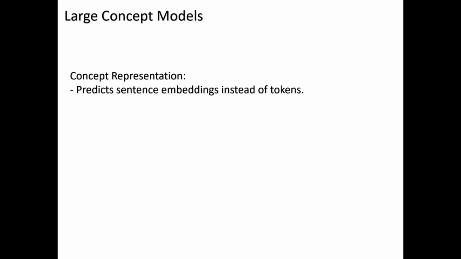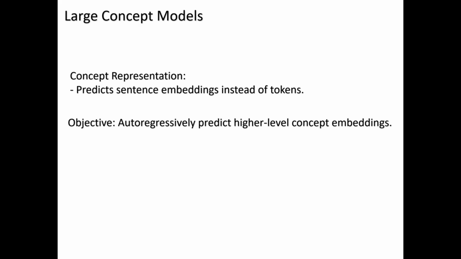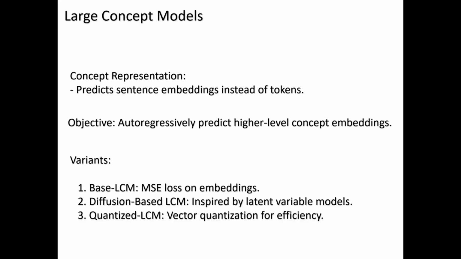Okay, then let's come back to the large concept models themselves. The concept representations are used in reasoning to predict sentence embeddings rather than token embeddings. They autoregressively predict higher level concept embeddings. The higher level here means higher than tokens. And there are three variants. One is base LCM, which trains the objective with mean squared error loss on embeddings, similar to a regression task. And there is the diffusion-based LCM inspired by latent variable models, and there are quantized LCMs, which use vector quantization for efficiency and reasoning.